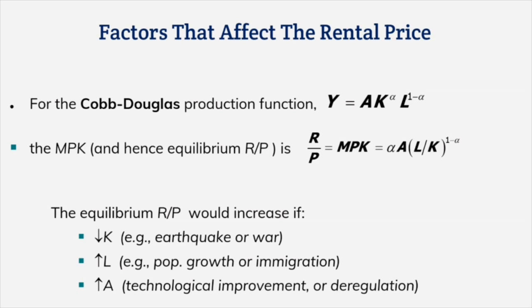The marginal product of capital for the Cobb-Douglas production function is MPK = α A (L/K)^(1−α). Because the real rental price equals the marginal product of capital in equilibrium, we can write R/P = α A (L/K)^(1−α). This expression identifies the variables that determine the rental price. It shows that the lower the stock of capital, the higher the real rental price of capital. The greater the amount of labor employed, the higher the real rental price of capital. And the last one is the better the technology, the higher the real rental price of capital.